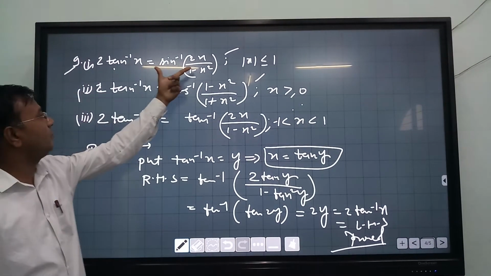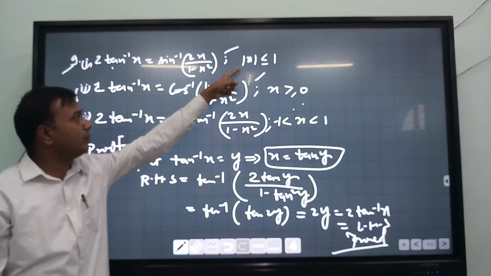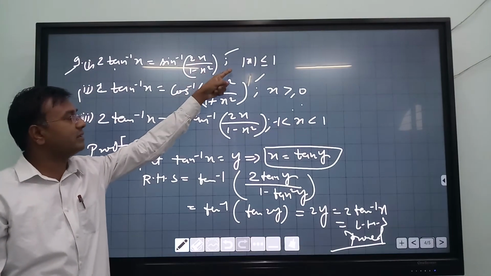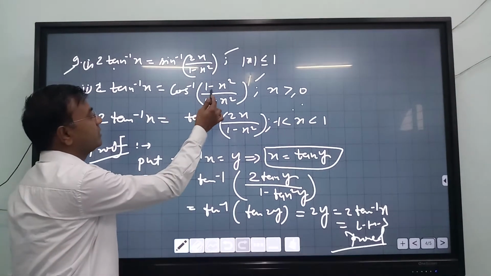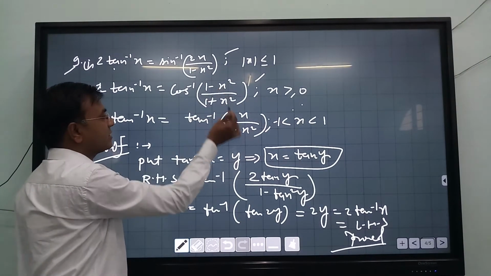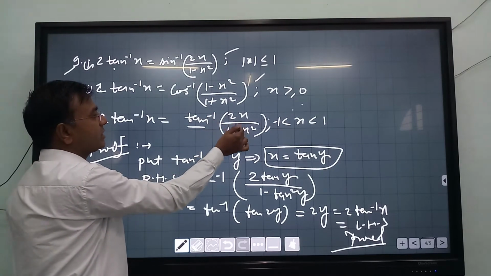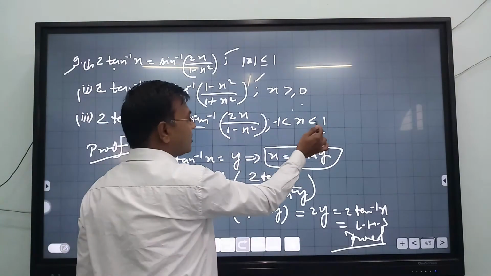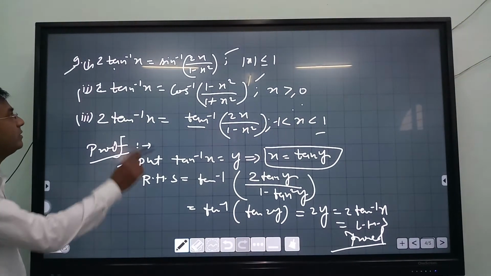So see, first one, sine inverse 2x upon 1 plus x square, wherever the mod of x is less than or equal to 1, that is, x lies between minus 1 and 1. Same as cos inverse 1 minus x square upon 1 plus x square. And the third one is in terms of tan, 2x upon 1 minus x square, with the restriction mod x less than 1. So now let us prove the identity.